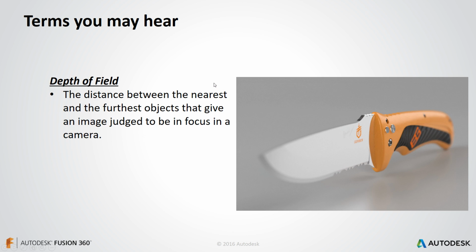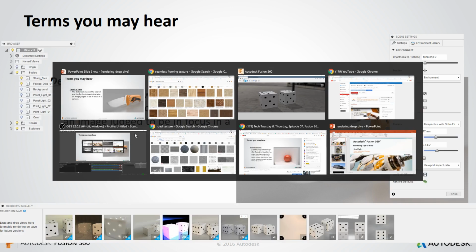Okay, depth of field. I've mentioned this multiple times. In that Toy Story slide that we showed, I mentioned the depth of field. It basically allows you to specify the distance between the nearest and furthest objects that give an image judged to be in focus on a camera. So it's actually simulating how an actual camera would work. In this knife example that I created, right here is the center focal point. You'll notice things that are far away are blurry, and things that are close up are blurry. And you can do this inside of Fusion.